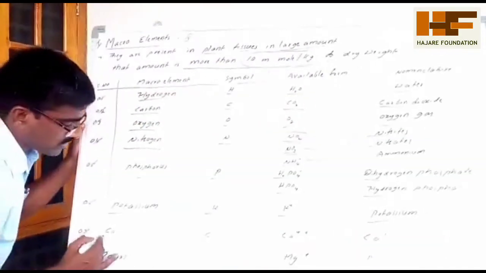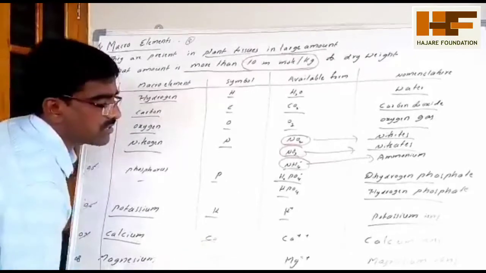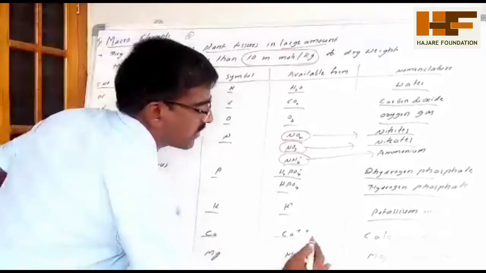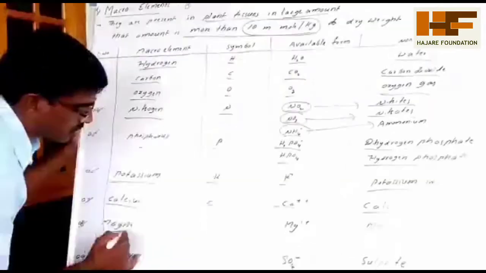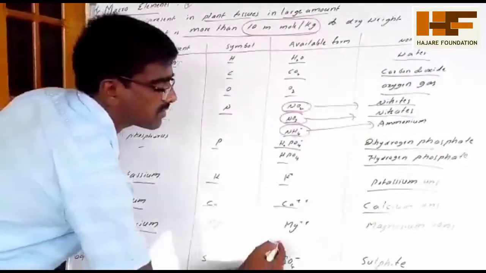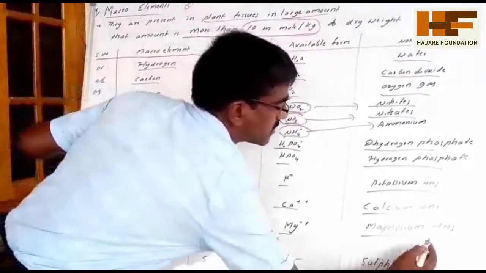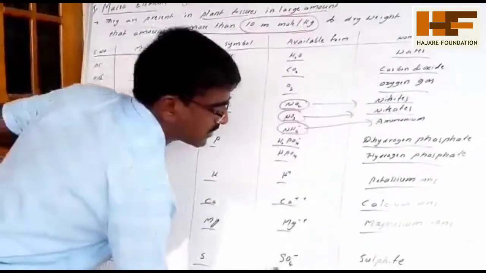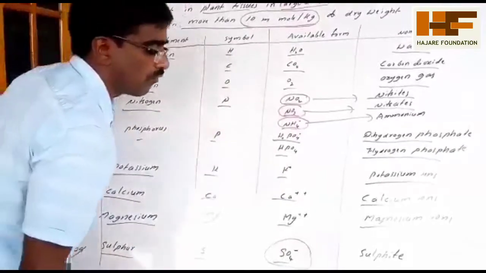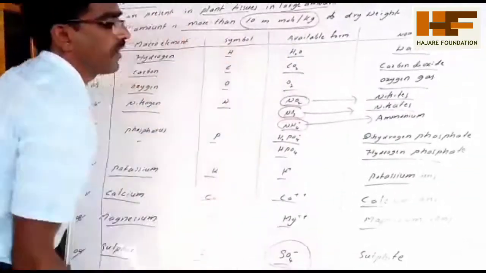Then the seventh one is calcium. The symbol is Ca, and it is available as Ca2+, calcium ions. And also magnesium, with the common symbol Mg, available as Mg2+, which is magnesium ions. The last one is sulfur, with the symbol S, available in the form of SO4 2-, that is sulfate.